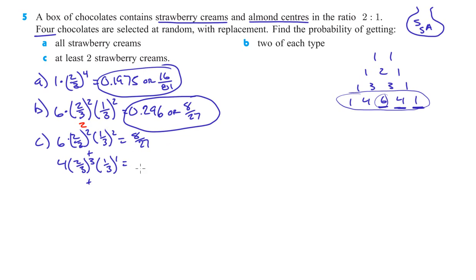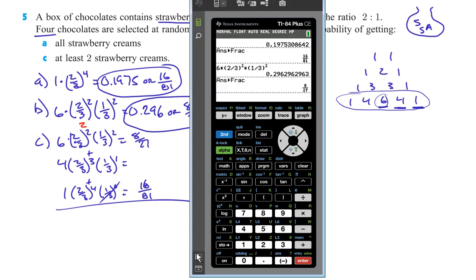And then we also have to add in the probability of getting all strawberry creams, so that's 1 times 2/3 to the fourth, which we actually already did up here as well, times 1/3. There's none of those, so that just turns into 1. And that was 16 over 81. And then we just got to figure out what this one is, add those all together, and away we go.